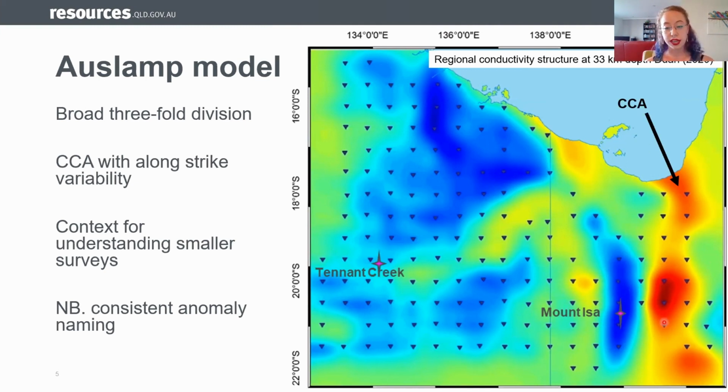This structure on the eastern side of Mount Isa has a name. It's the Carpentier conductivity anomaly. It's really strongly conductive. It's a bit variable along length, and it's quite strike extensive as far as we understand. So it's a big structure.